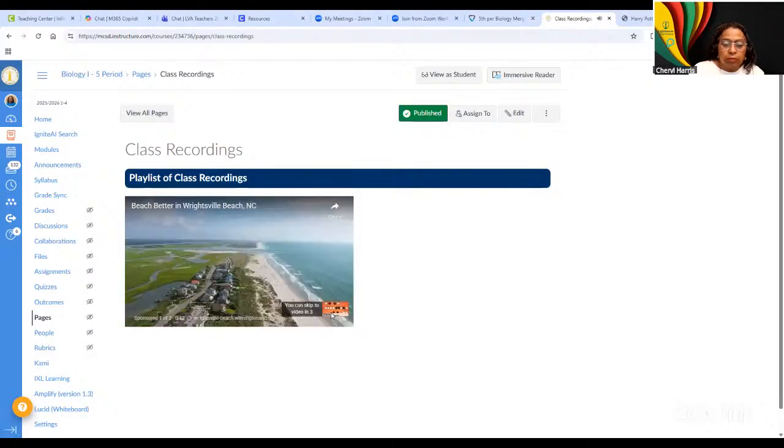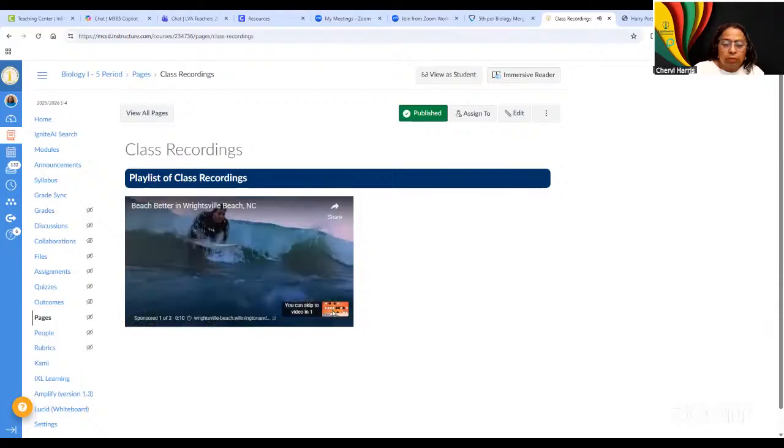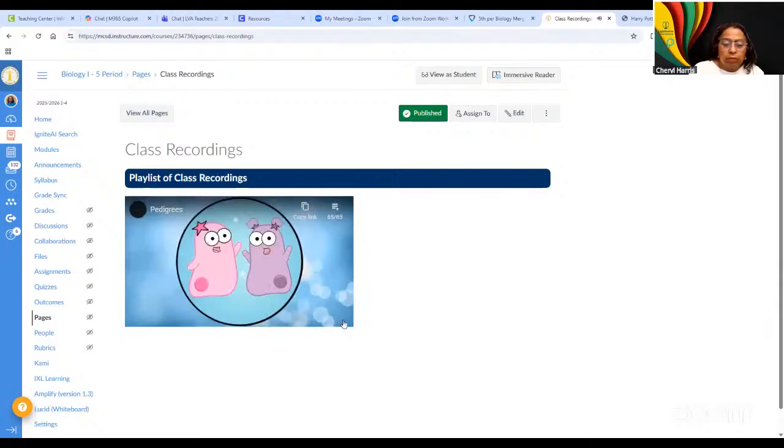The crystal blue waters of Wrightsville Beach will take your breath away, even before you dive into the world.